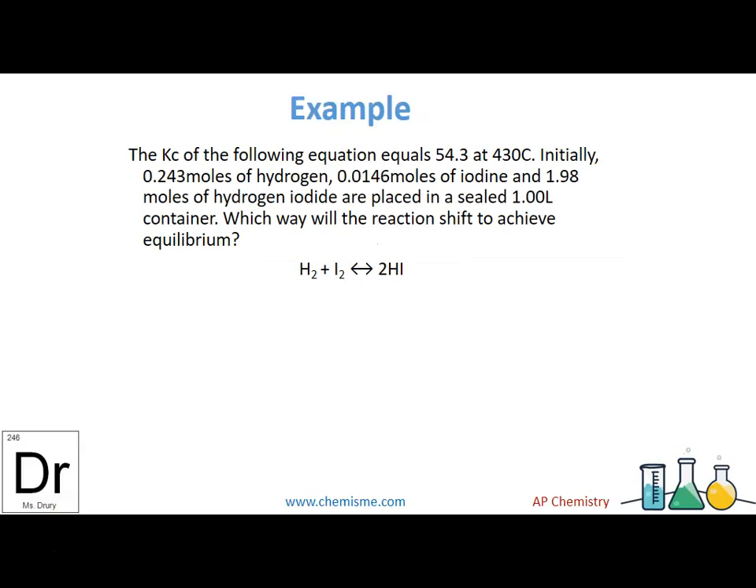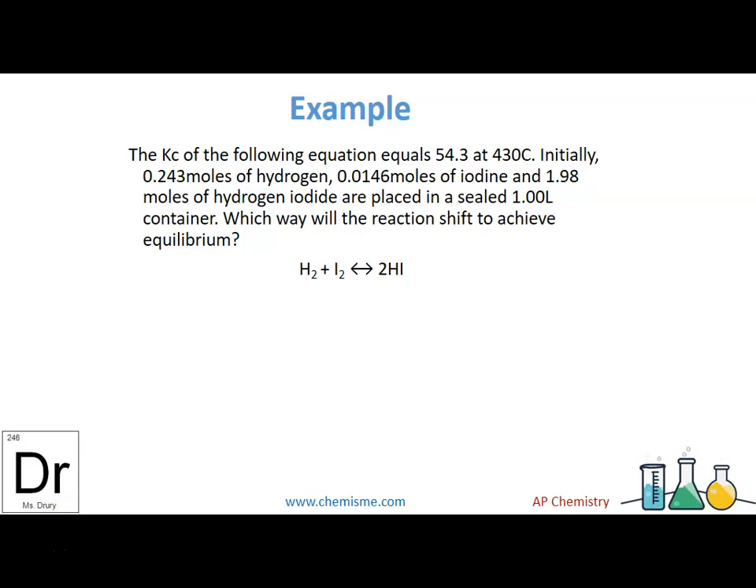So here's an example of how we'll use it. The Kc was given at 54.3, which shows it's product heavy, but we want to know if we are in fact product heavy in this reaction. So we have 0.243 moles of hydrogen and 0.0146 moles of iodine, which shows a very small amount of reactants, and 1.98 moles of HI. So it seems product heavy, but we want to know if it's enough.